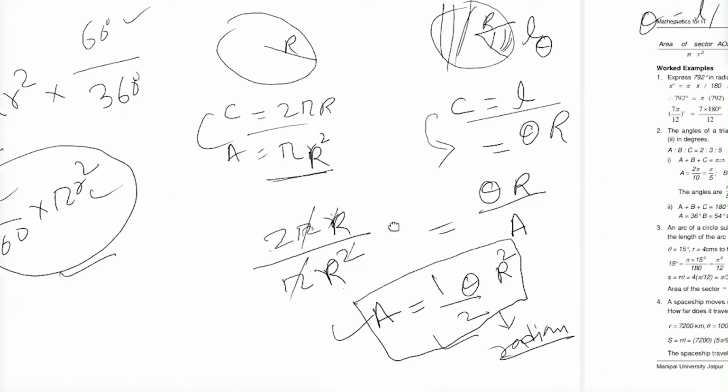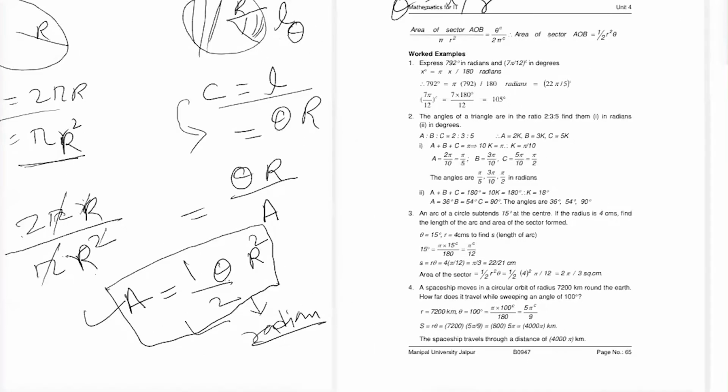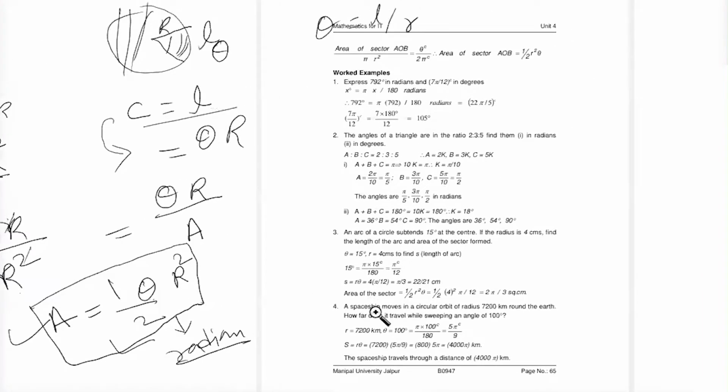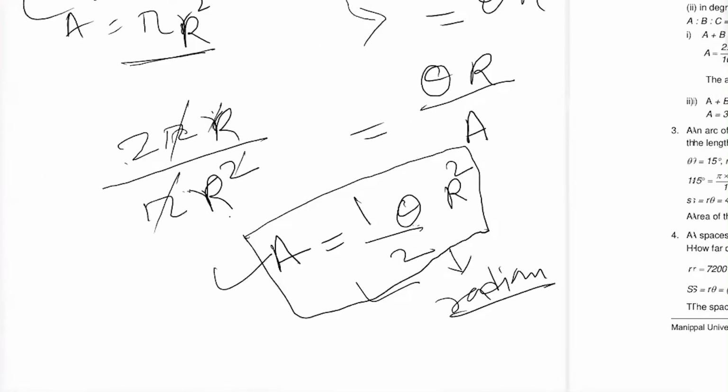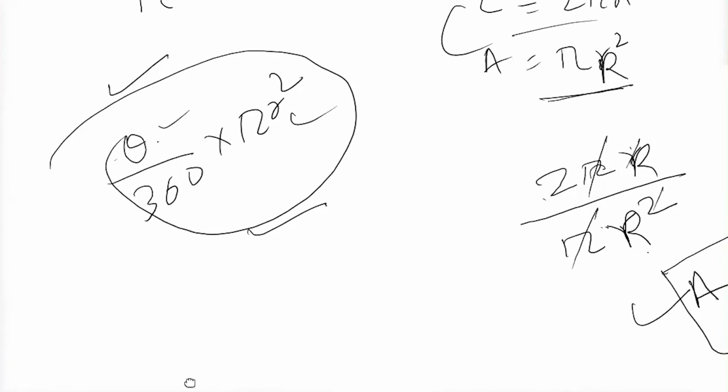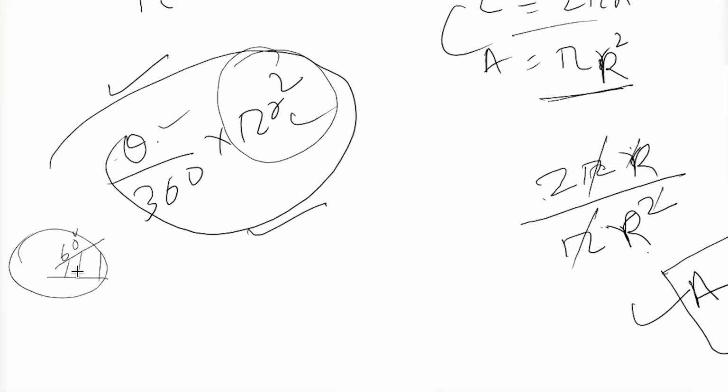Okay, done. I got it. It's theta by 360 into pi r square. This is the formula to find the sector area. This is a circle area, and we want just a portion of the area, like this area, which is 60 degree. Then we just divide this angle by the total angle and multiply with the whole circle area. Got it? Yes, thank you.